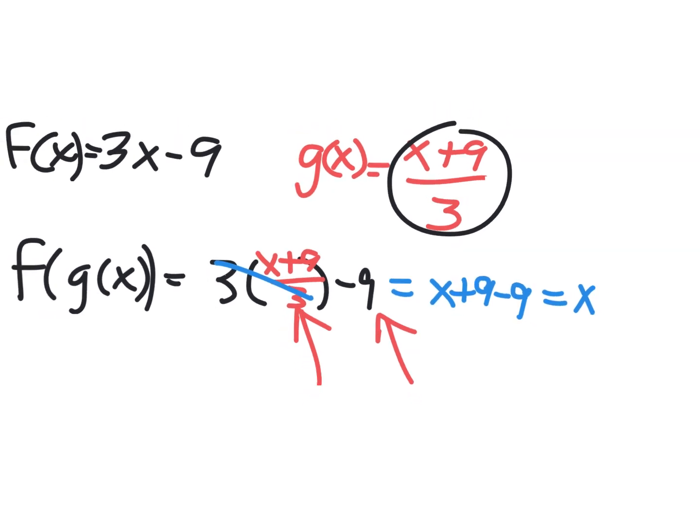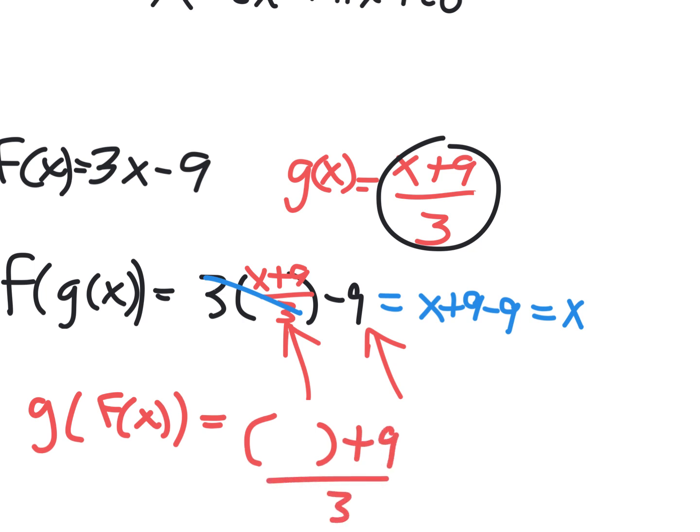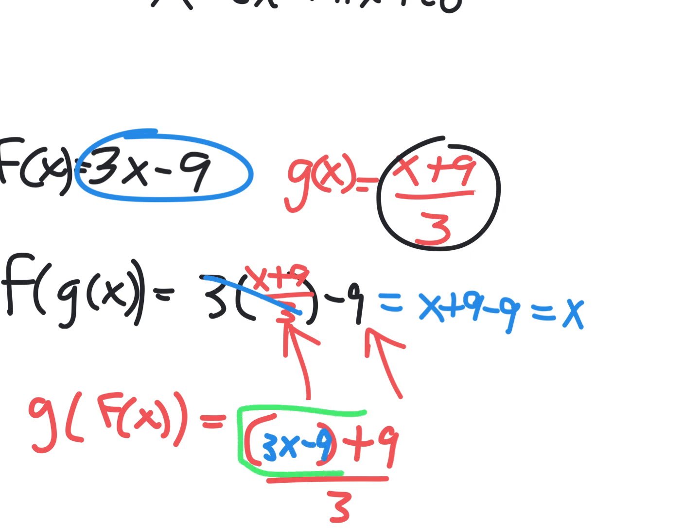All right. Next, we have to go reverse. G of f of x, and here's g, empty spot plus 9 over 3, stick in the other one, 3x minus 9, and then hopefully you know that you have to do the top part of the fraction first, and those 9's cancel, and it simplifies to 3x over 3, which simplifies to x. That is a proof that these 2 things are inverses.